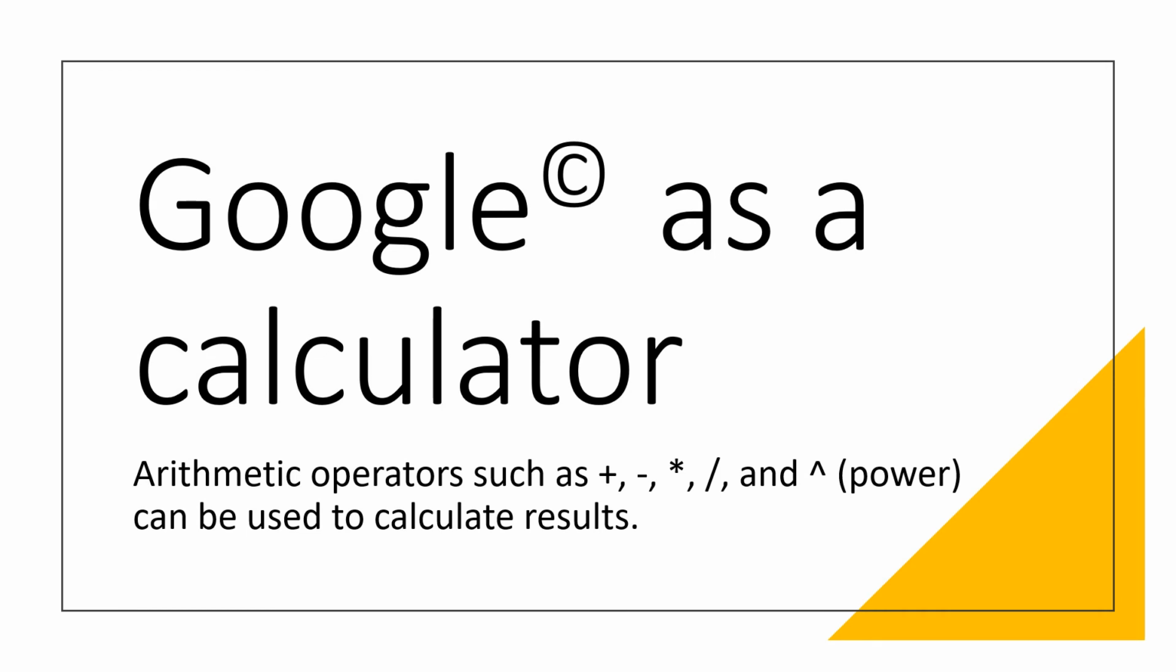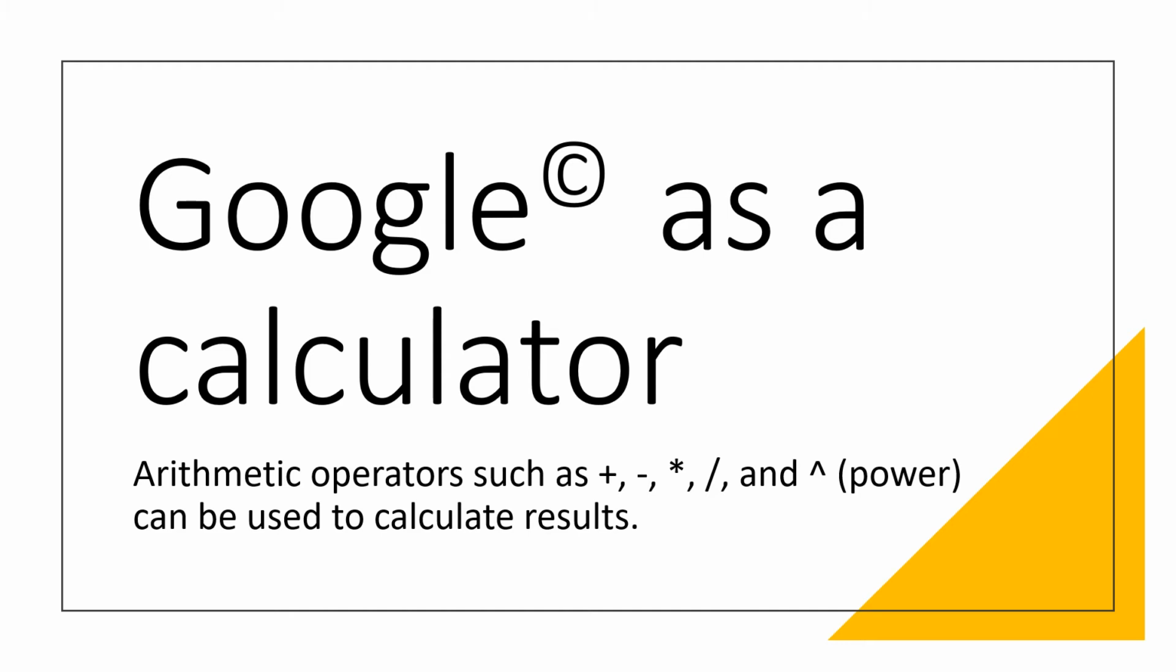So now let's explore Google as a calculator. You can use Google as a calculator by simply going to Google and typing in calculator, or typing in Google calculator in the URL, and it will automatically search and pull up the calculator.